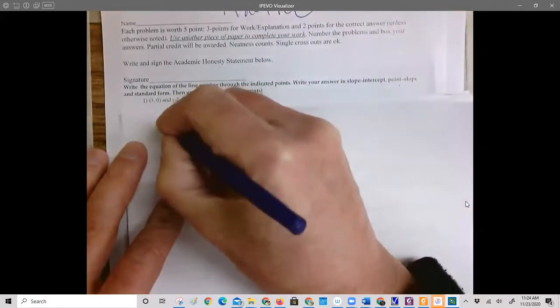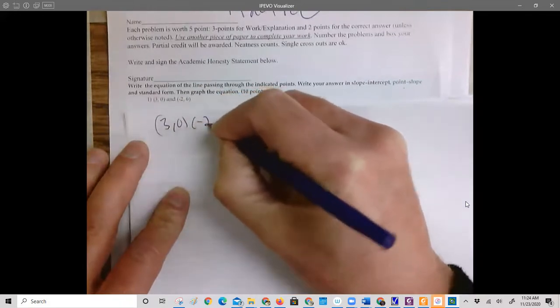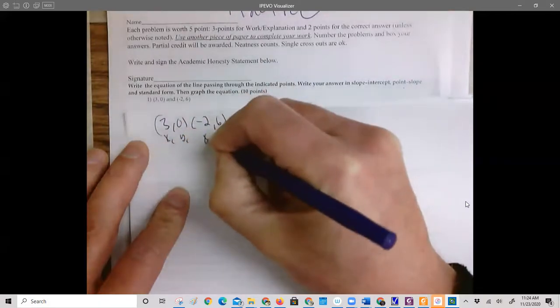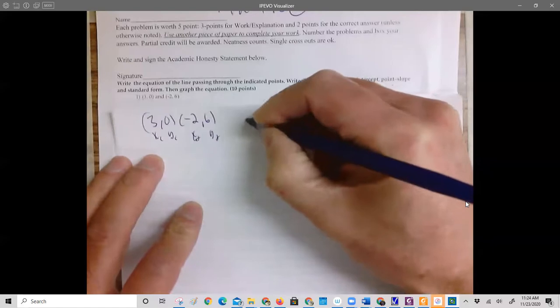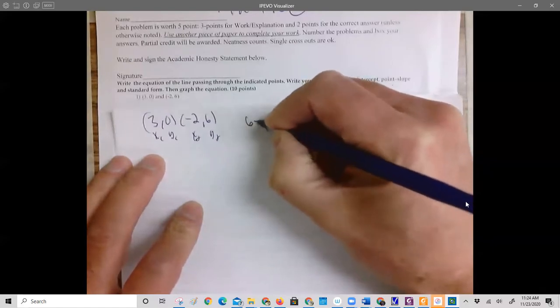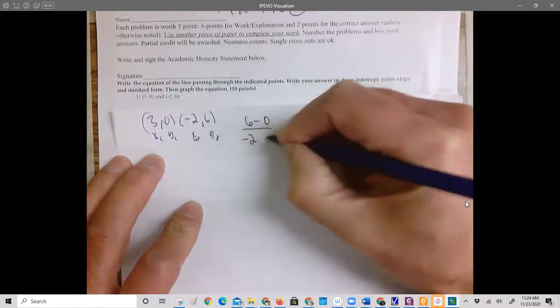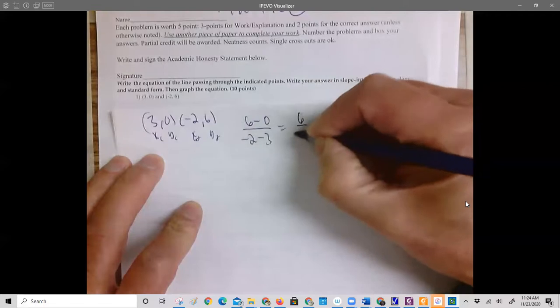So I see 2 points, (0, 3) and (-2, 6). Remember, this is x1, y1, x2, y2. And the first thing we do is find the slope. So remember, the slope is y2 minus y1 over x2 minus x1. This works out to be 6 over -5.